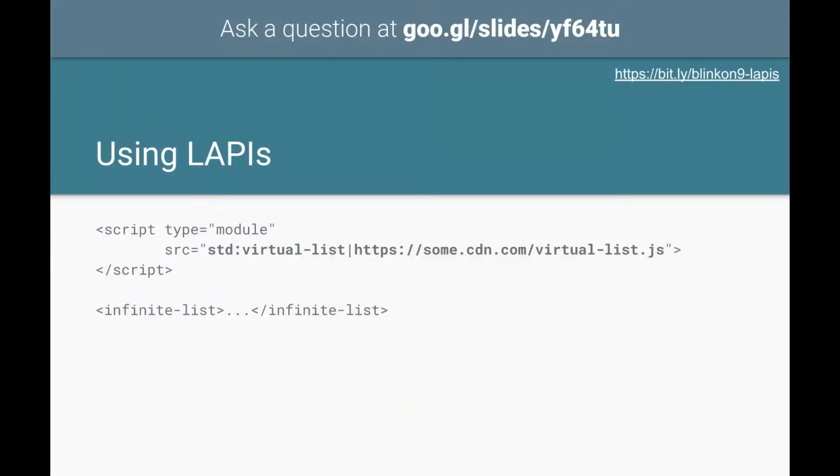Concretely, how do you use layered APIs, or LAPIs? As I said, you import them as a module. Here I've shown the import syntax, or the fallback syntax. You say, I want to import the std virtual list component, the module. But if it's not available in this browser, I want to fall back to this URL on some CDN. So we're hoping this will make it really ergonomic for developers to say, I'm going to use the virtual list. I don't care if the browser has it. If they don't, I'll download some extra code. But I'm just going to code against this standardized API, and it'll work great for all of my users.